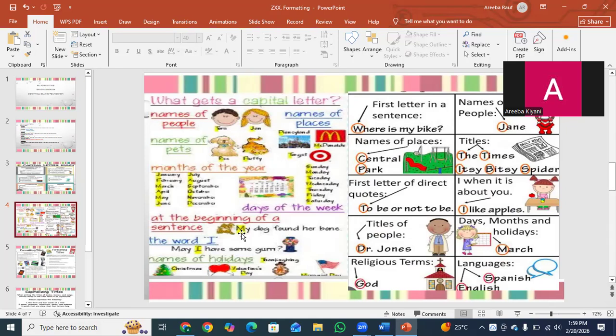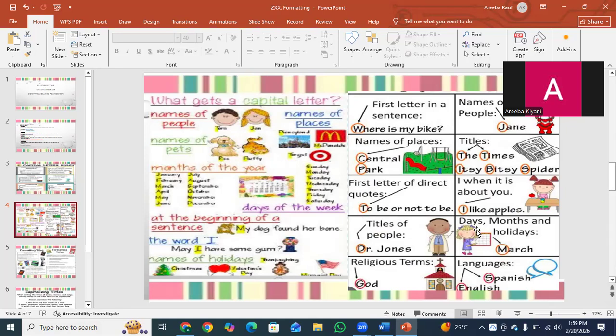We can keep the word "M" capital, and also the pronoun "I". Although it comes in the middle or at the end of the sentence, you can keep it capital. Names of the holidays and the first letter in the sentence, like "Where's my bike?" Names of places, and the first letter of direct quotes, like "To be or not to be." We can keep the first word of the quotation capital.